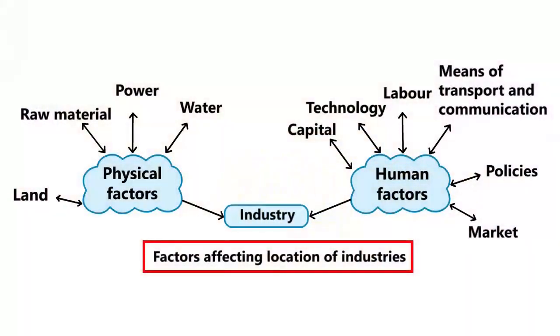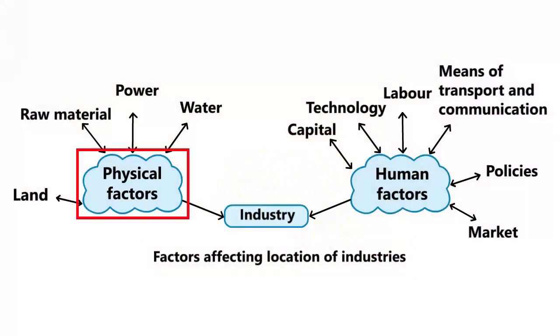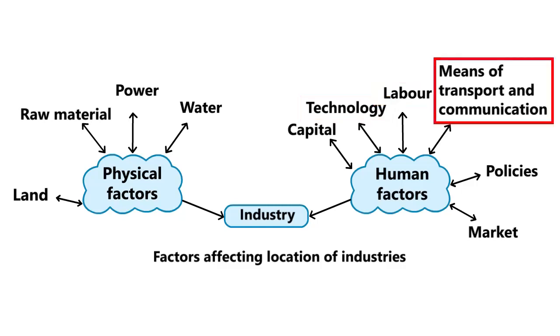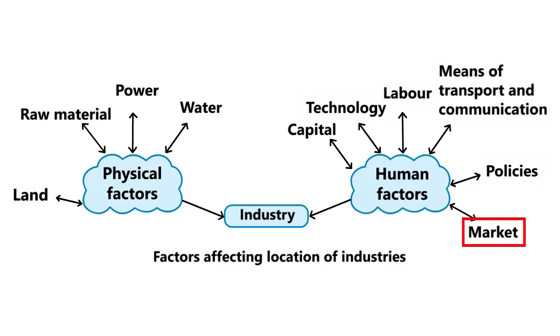Factors affecting the location of industries. Physical factors: land, raw material, power, water. Human factors: capital, technology, labor, means of transport and communication, policies, market.